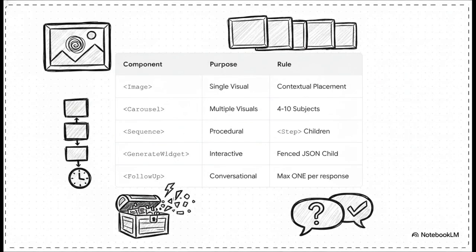So let's just do a quick recap of our component showdown. Image and carousel handle your static visuals based entirely on volume. Sequence handles step-by-step procedures, while timeline handles your dates. We've unlocked the interactive JSON power of the generate widget, and we know exactly how to close things out conversationally with a follow-up or ElicitationsGroup. Sticking to these exact rules maintains those strict syntax protocols we talked about while genuinely elevating the user's learning experience.